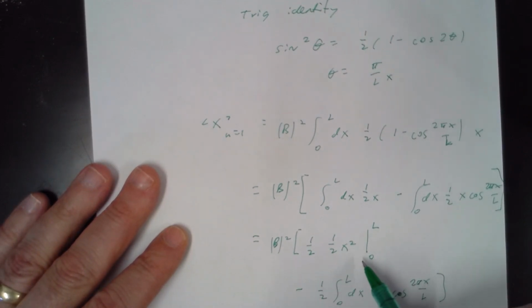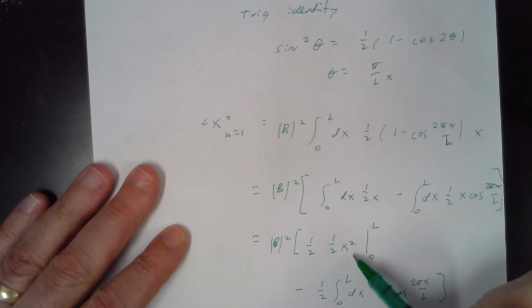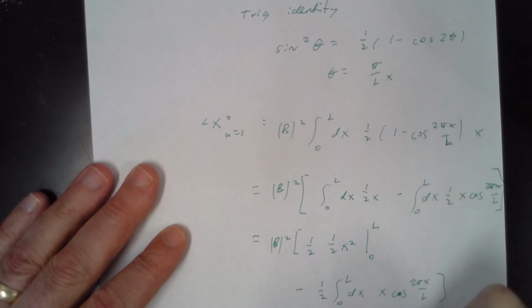All right, this one is, there's my b squared, 1/4 x squared evaluated at the upper limit of integration is just L squared, minus x squared at the lower limit of integration, well, that's just 0. So I've done that first integral. I still have to do my second one, cosine 2 pi x over L.